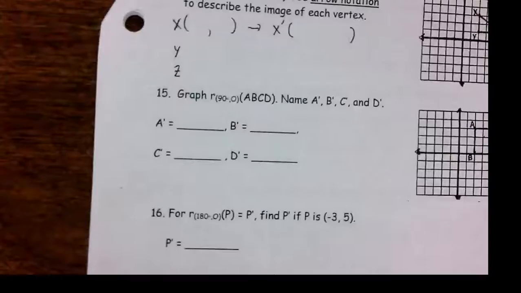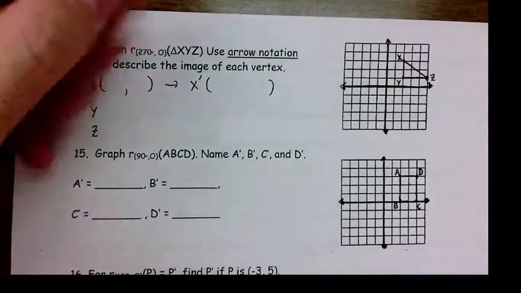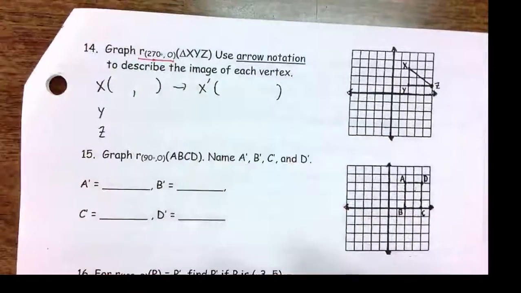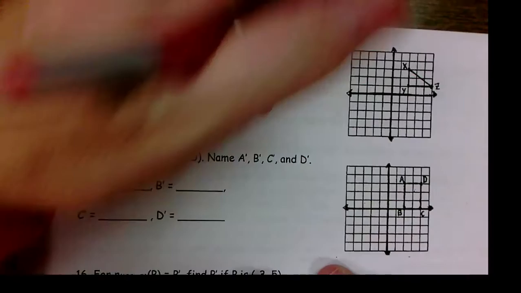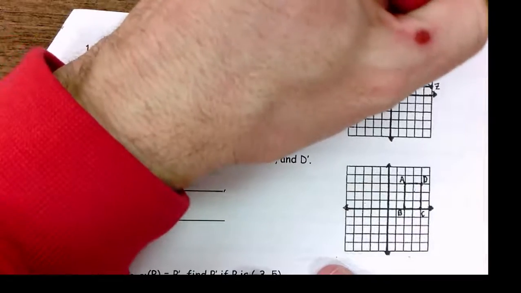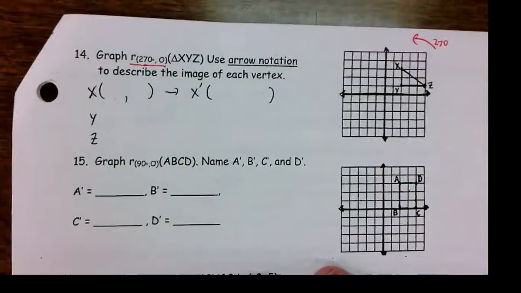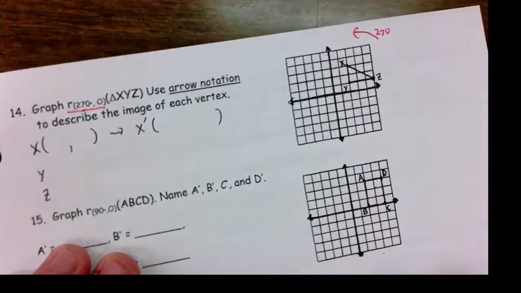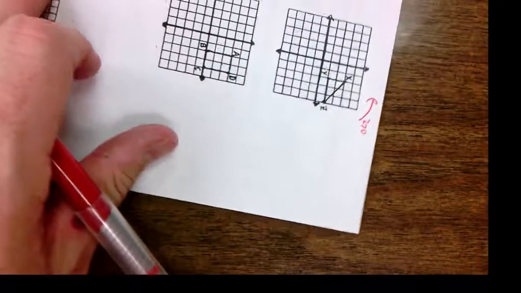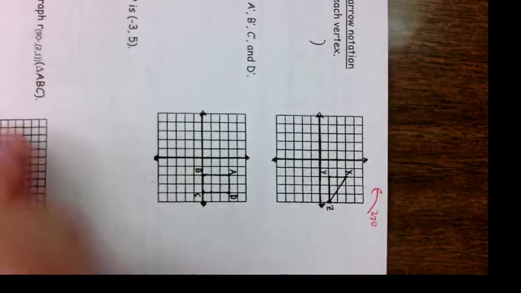Let's go to number 14. There we go. So 14 wants me to do a rotation of 270 degrees. So I'm going to rotate this 270 degrees in this direction. So I'm turning my paper the direction of the arrow. So that would be a 90-degree rotation. Then that would be 180 degrees. And if I go one more time, I have now gone 270 degrees, and I'm ready to name my coordinates.